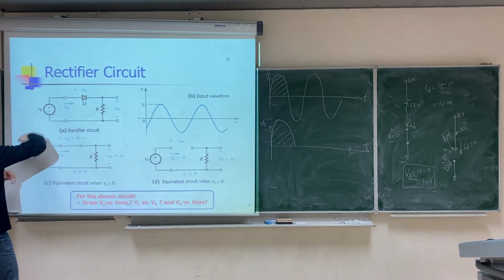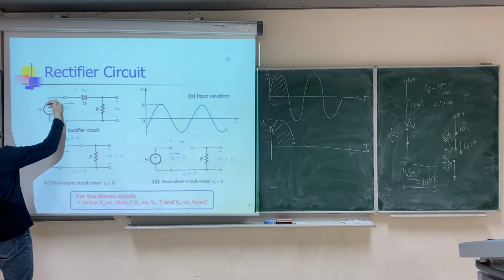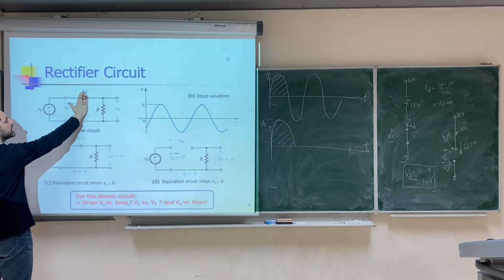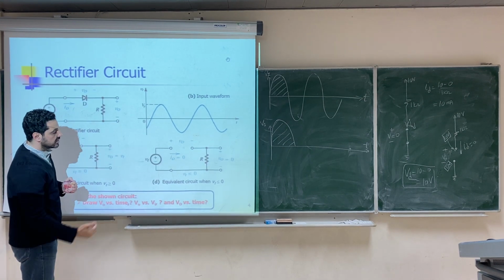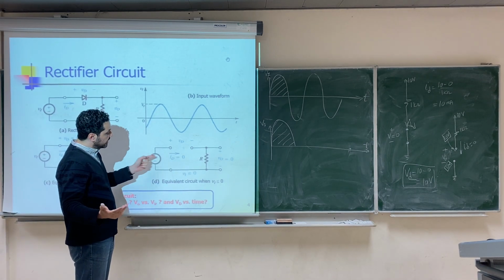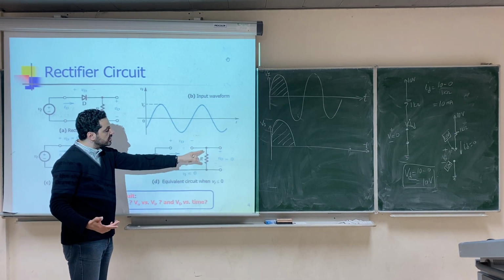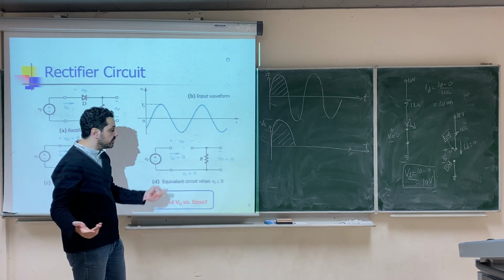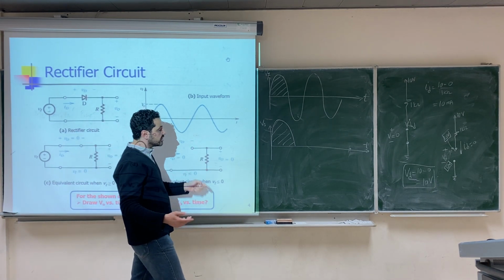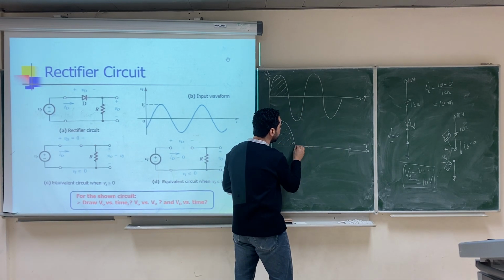What about the negative half cycle? In the negative half cycle, when V input is negative, you are trying to push the current in the opposite direction, in the reverse direction of the diode. So the diode works as an open circuit. And if the diode works as an open circuit, look at this now. What is the value of the output voltage? The value of the output voltage will be 0 because there is no current in this resistor. There is nothing, so during the negative half cycle the output voltage will be 0.